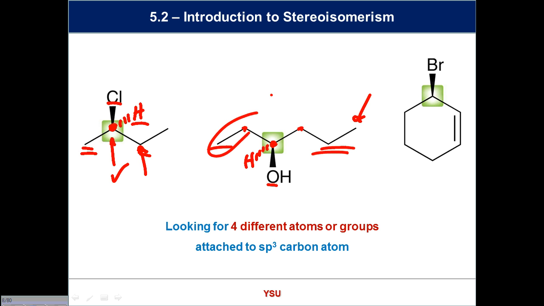Over on the right-hand side, I seem to have a carbon with a bromine. What's missing? Hydrogen. Where is it? Now, it does not matter if I put it to the left or the right. It really does not. You just tilted the molecule slightly. You haven't changed the nature of the molecule.